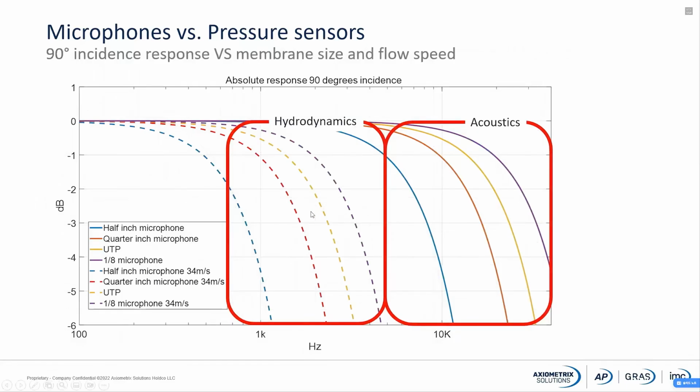So if you combine them, you have some effects on the membrane size depending on whether it is the acoustic signal or the hydrodynamic signal. So in short, you can say if you have a big membrane, it is very good for collecting acoustic signal. If you have a very small sensing head, it is very good for collecting the hydrodynamic fluctuations.